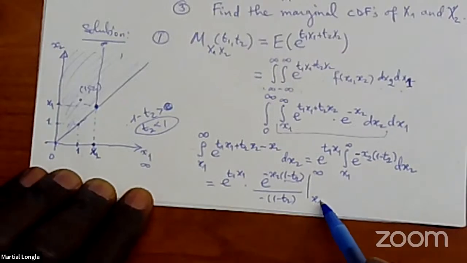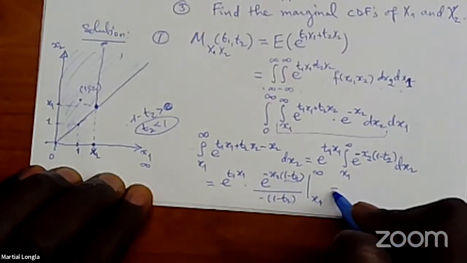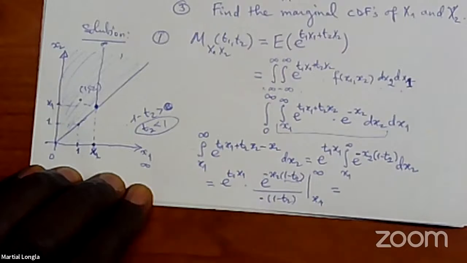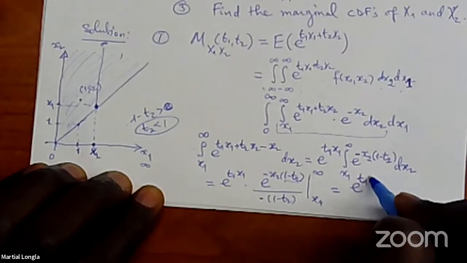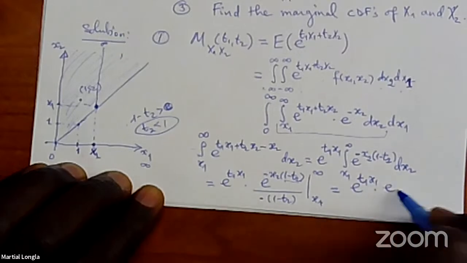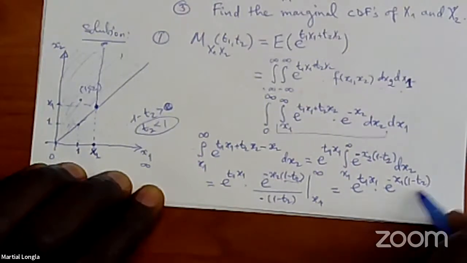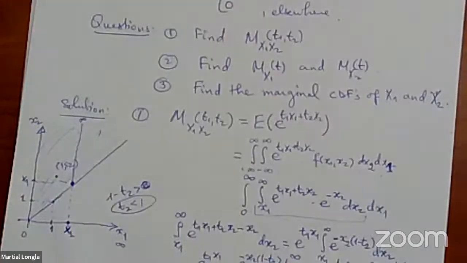And then I plug in x1. When I plug in x1 here, with the minus that was here, it becomes plus. So you get e to the t1 x1 times e to the negative x1 times 1 minus t2, all that over 1 minus t2. So that's the first integral.